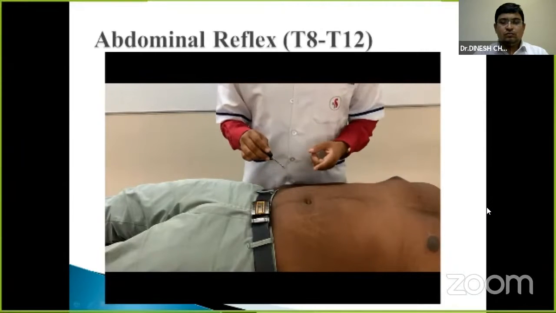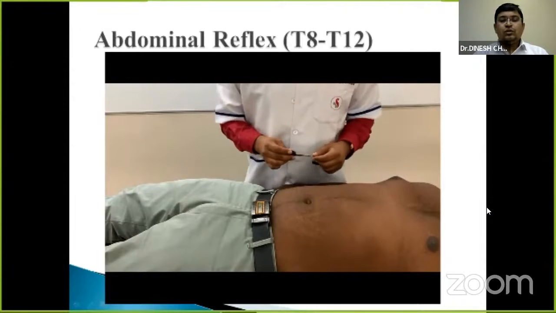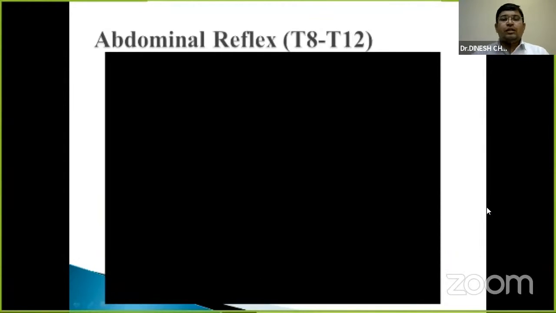Yes, so we saw the umbilical indrawing. This is the normal reflex. So as we saw in the abdominal reflex, you have to elicit from all four quadrants, and we'll see the response is indrawing of the umbilicus. That means it's a normal reflex.